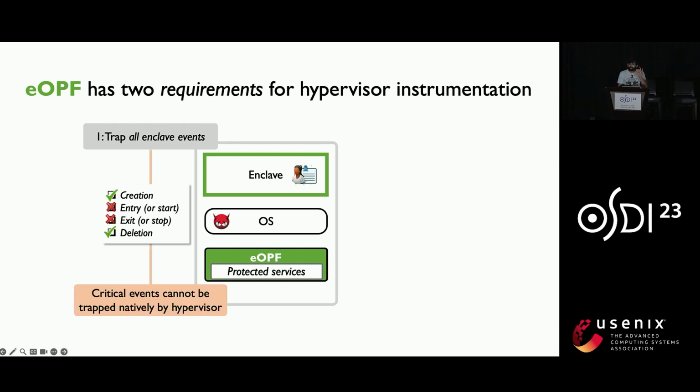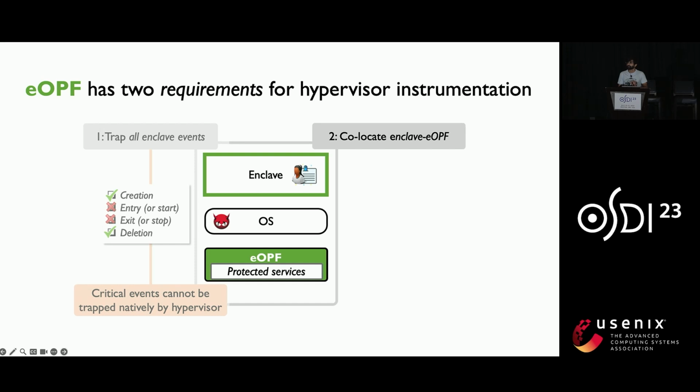However, SGX does not natively provide the ability to intercept all of these events at the hypervisor level, and critical events like when an enclave starts executing and when it stops are not supported for traps. The second major requirement is that the framework and the enclave should be on the same machine if instrumentation is to happen. Now, this might look like a simple and trivial requirement, but it's actually trickier to achieve than you might think.